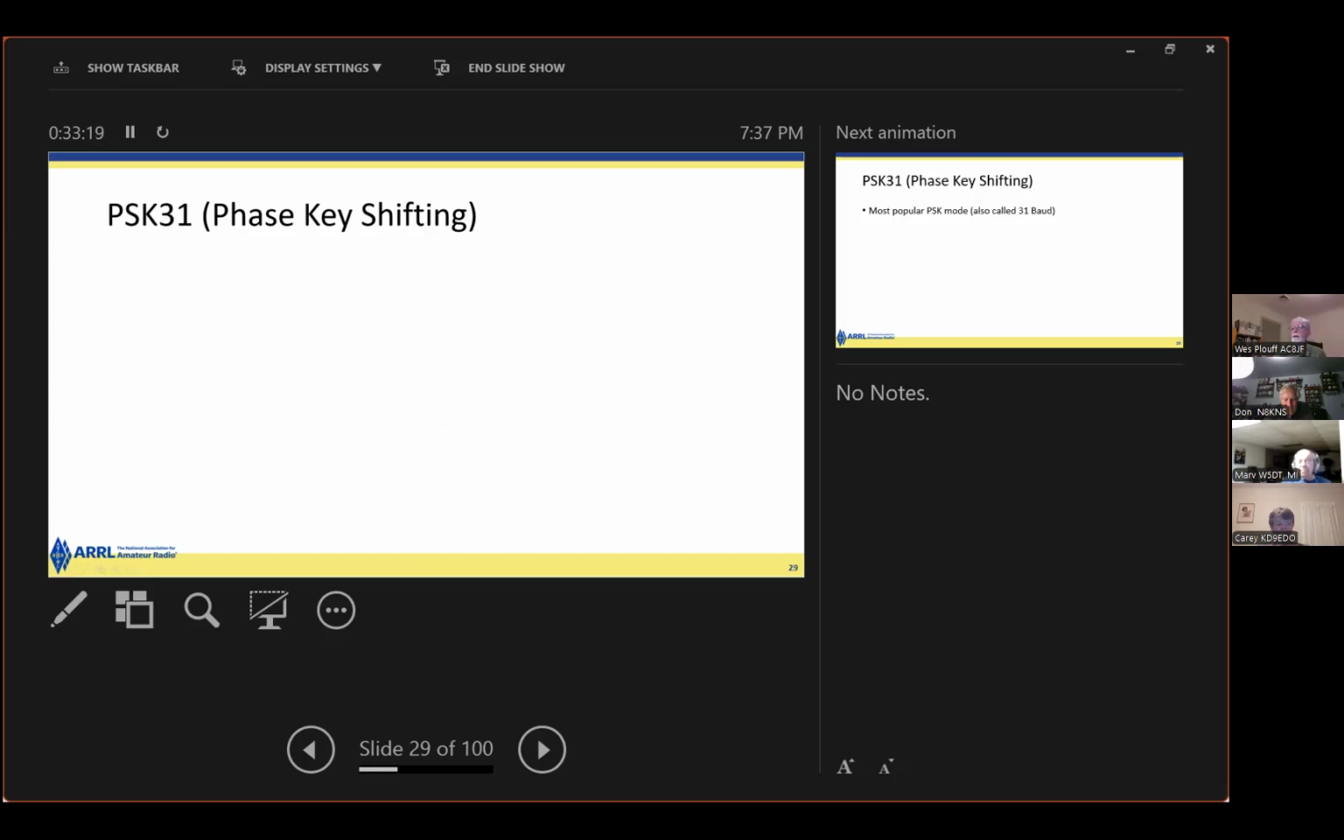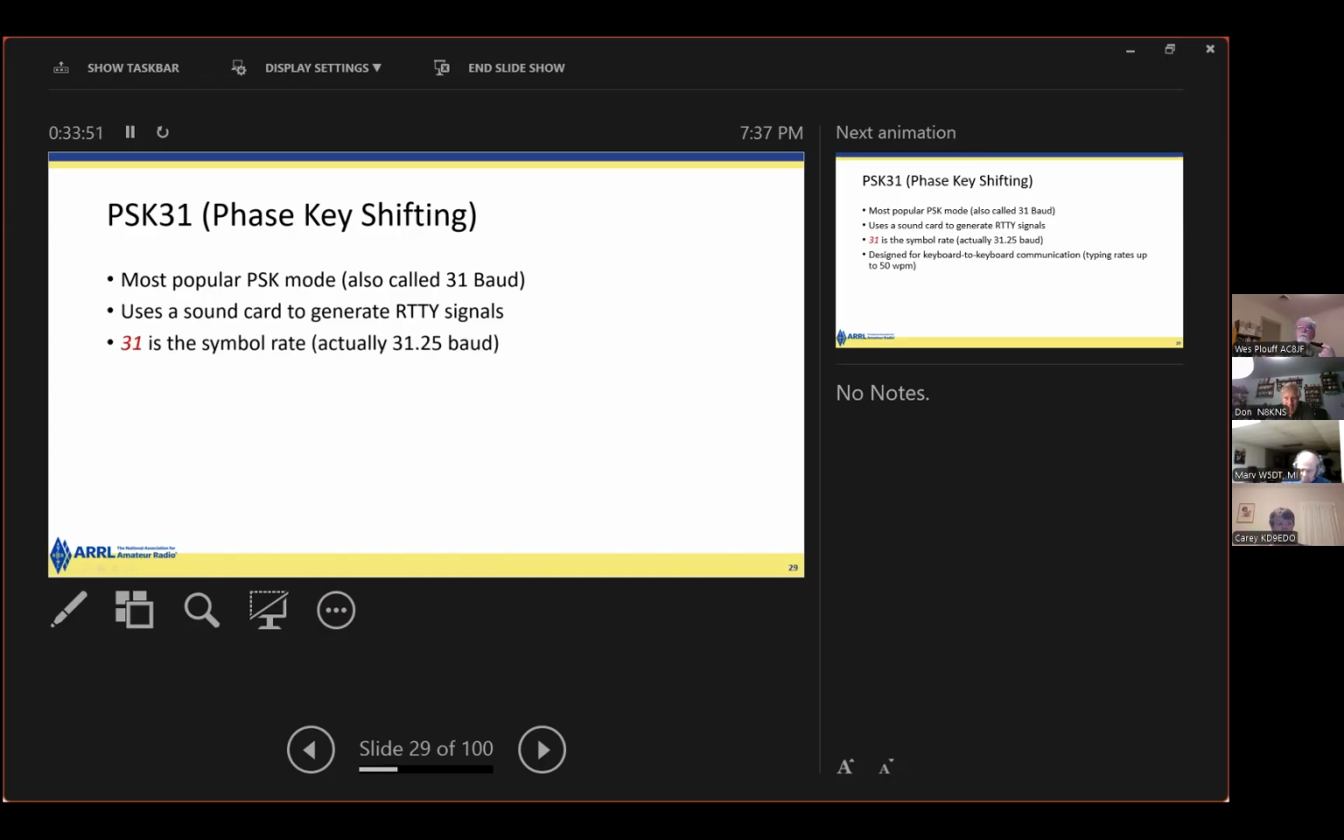PSK31, or phase shift keying, is a little different. It was designed to be conversational, and it's called PSK31. PSK is phase shift keying. 31 is 31, or actually 31.5 baud, and it uses a sound card to generate the audio signals. That's not radio teletype. It uses a sound card to generate the audio signals that you modulate onto a single sideband signal. Sorry, the symbol rate is actually 31.25 baud.